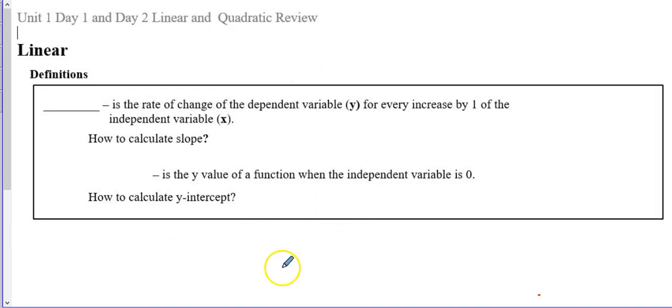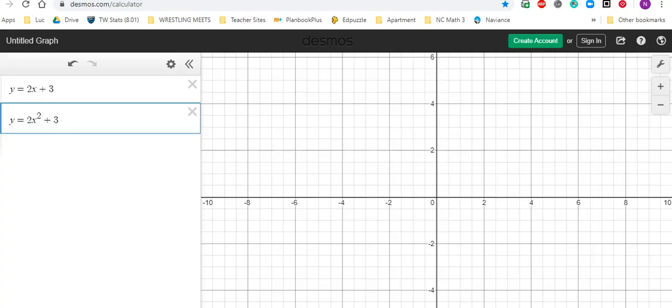We're going to talk about linear functions first. Linear functions, of course, are functions that create a straight line. I've pulled up Desmos over here. This first function, y equals 2x plus 3, would just create a straight line, as you can see here. And this is in what we call slope-intercept form.